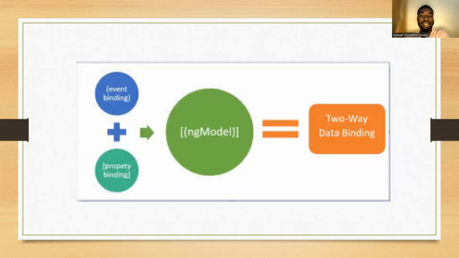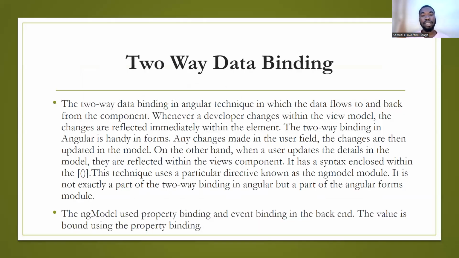Two-way binding is a type of binding that combines the attributes of event binding and property binding. What happens is that in two-way binding, a property is sent both from the component to the view and from the view to the component. So data flows, or communication happens, in both directions. This is bidirectional. The two-way data binding technique in Angular allows data to flow to and from the components. Whenever a developer changes something within the view model, the changes are reflected within the elements immediately.